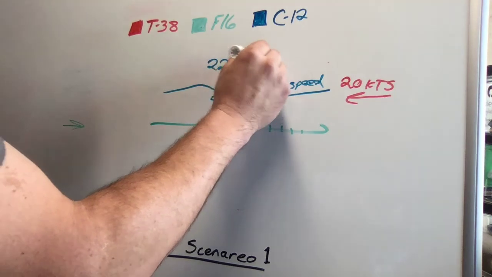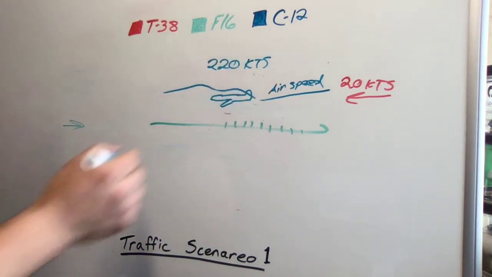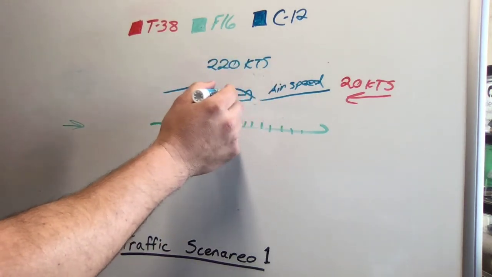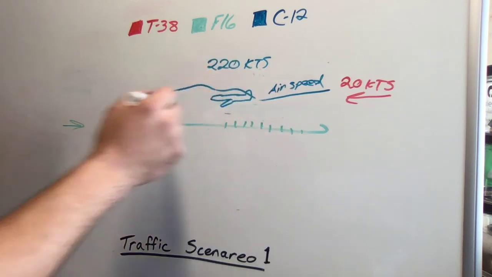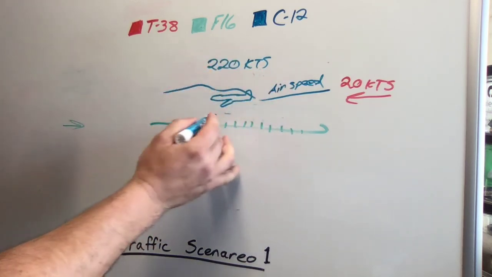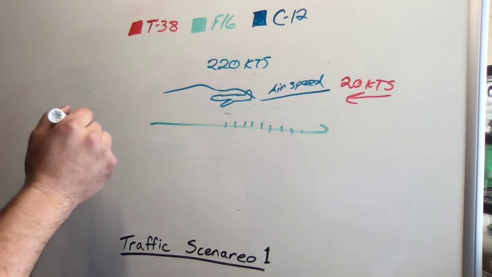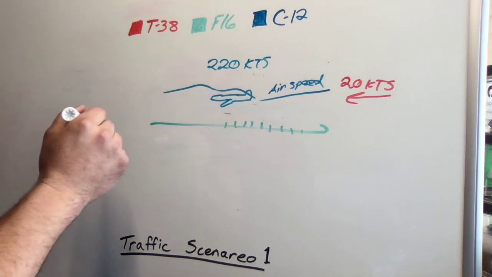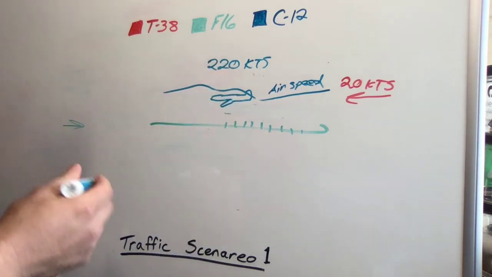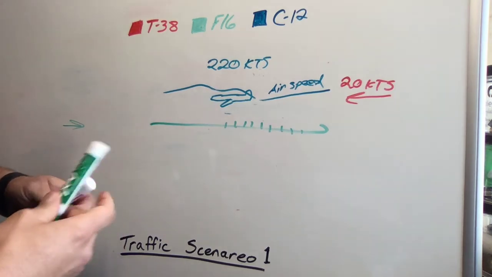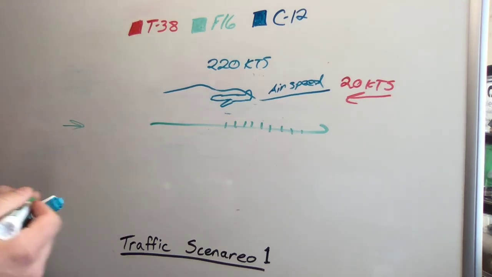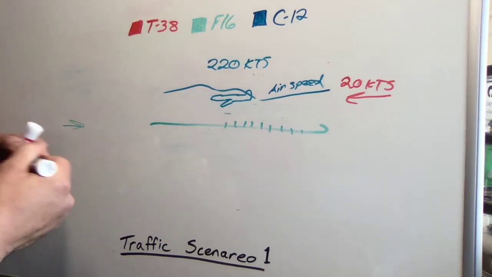That means his ground speed is going to be even higher, right? His ground speed is going to be, well, actually his ground speed will be 220 knots because he doesn't have a headwind. So he'll be at 220 knots.